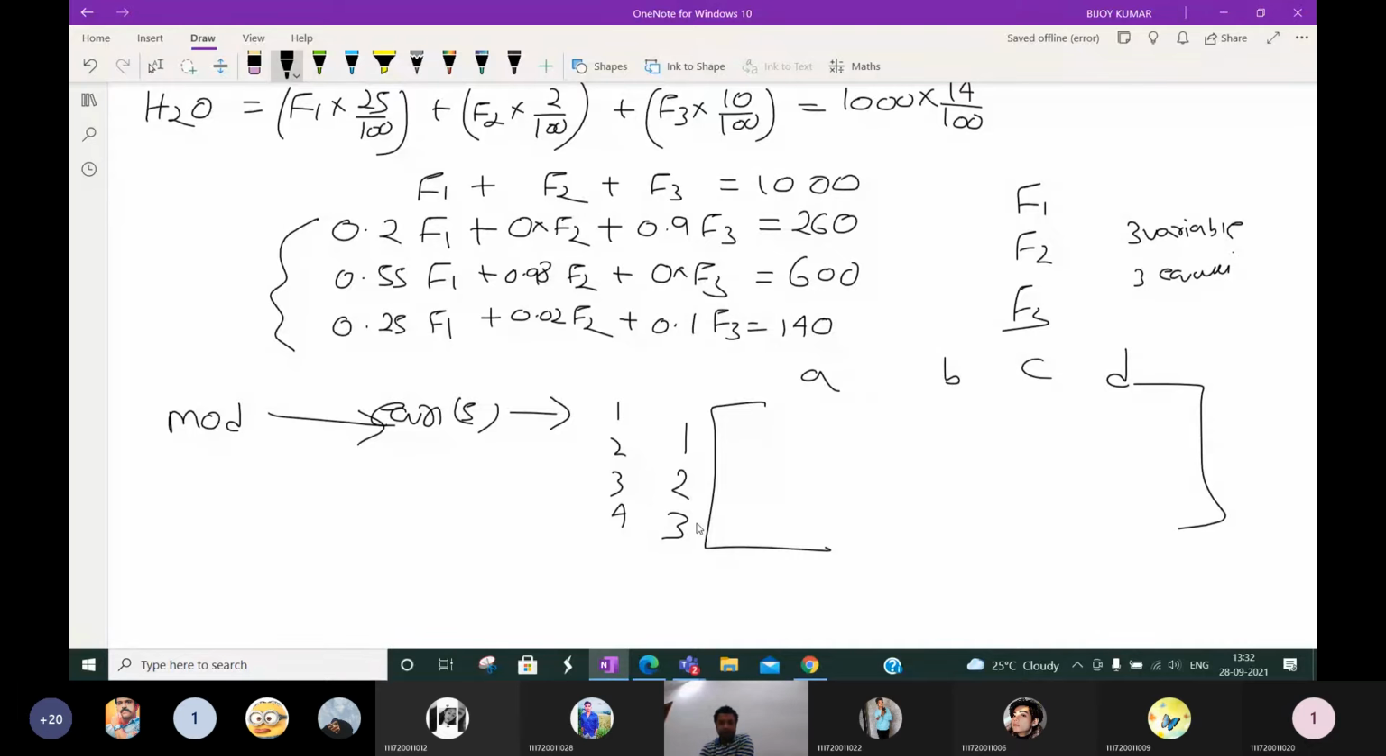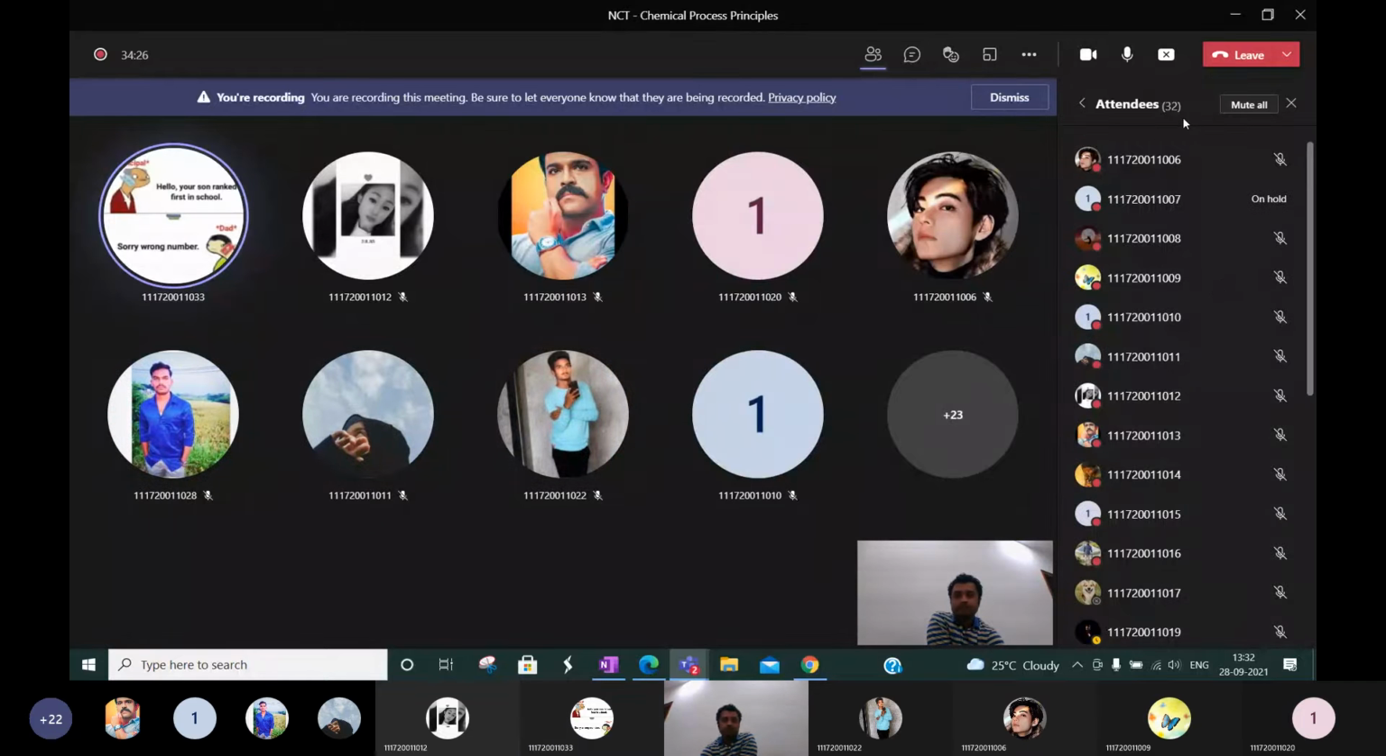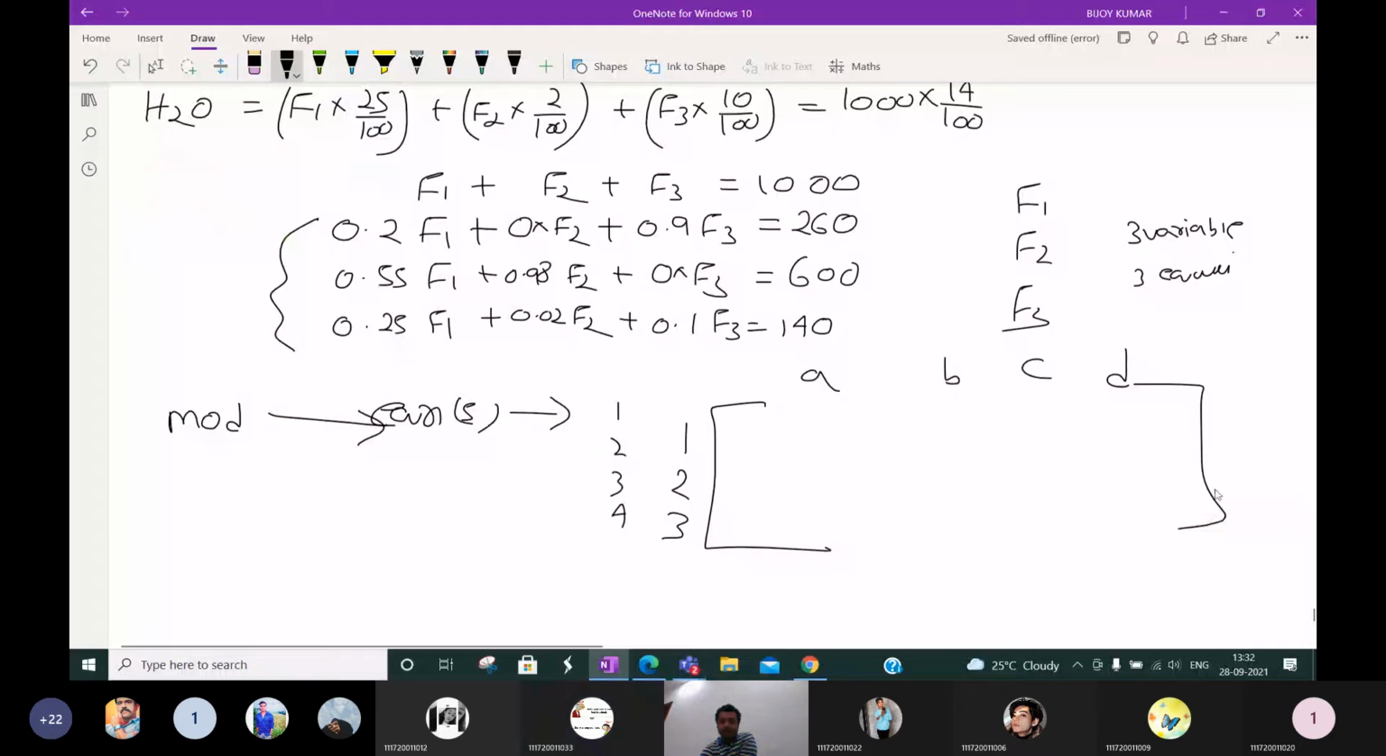All of you reached this step? Sanjay, roll number 33. Okay, all of you reached this step? Anyone? Or I will repeat again how to solve this in the calculator.